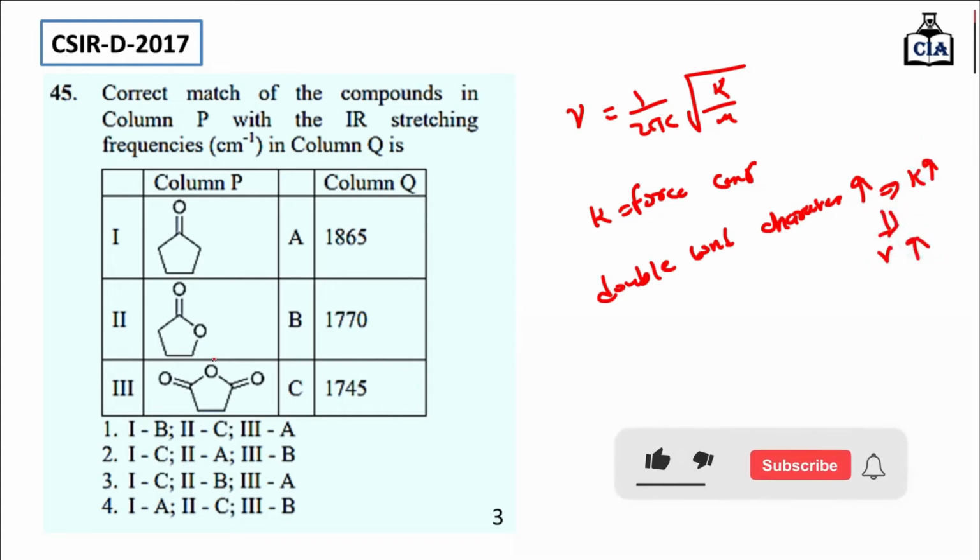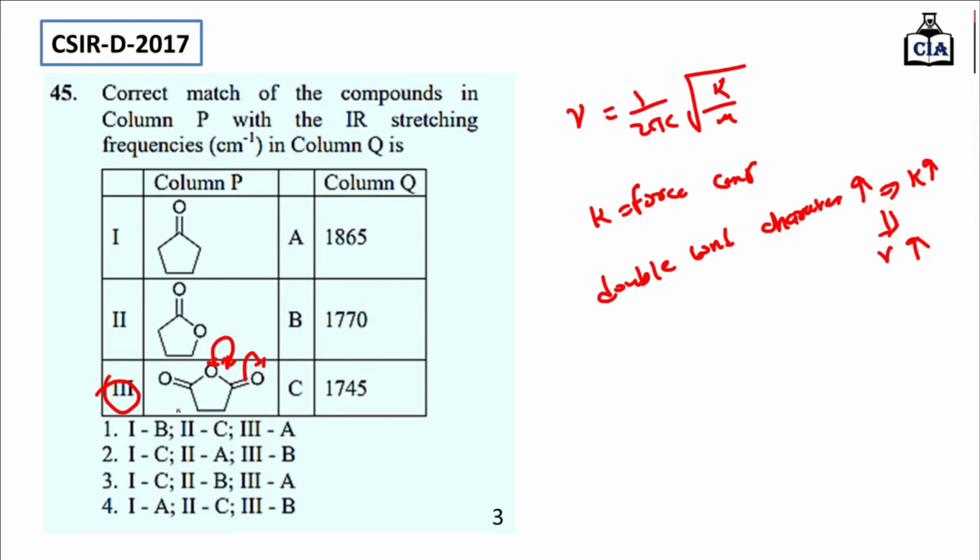So here if you look at this anhydride, here is the oxygen atom which can donate the electron here, and it will make the double bond character higher. So option 3 will show higher double bond character, so it will have the higher force constant.